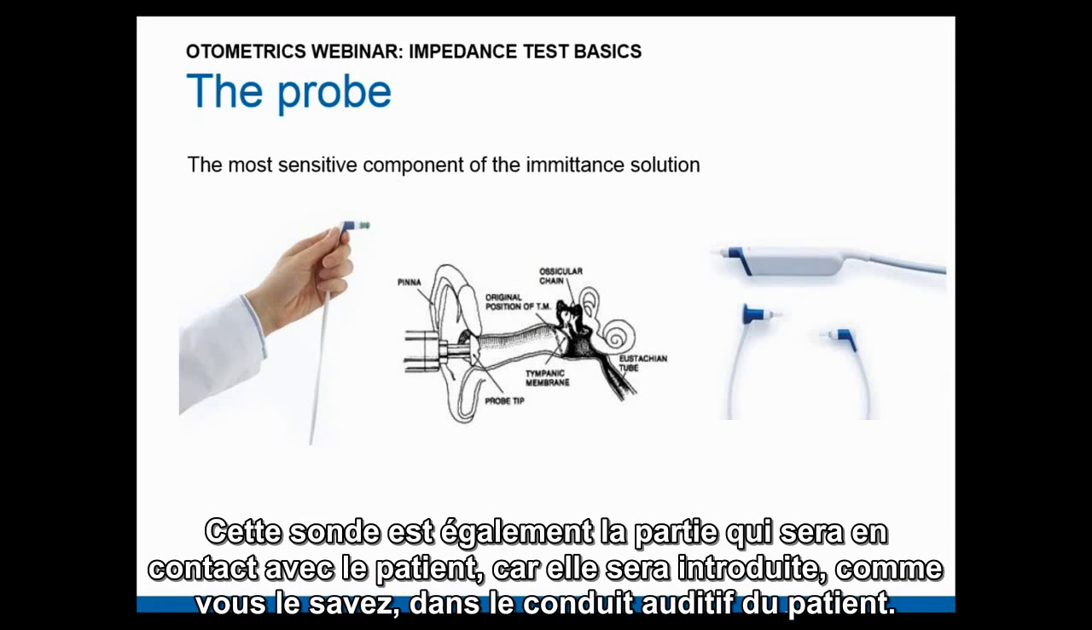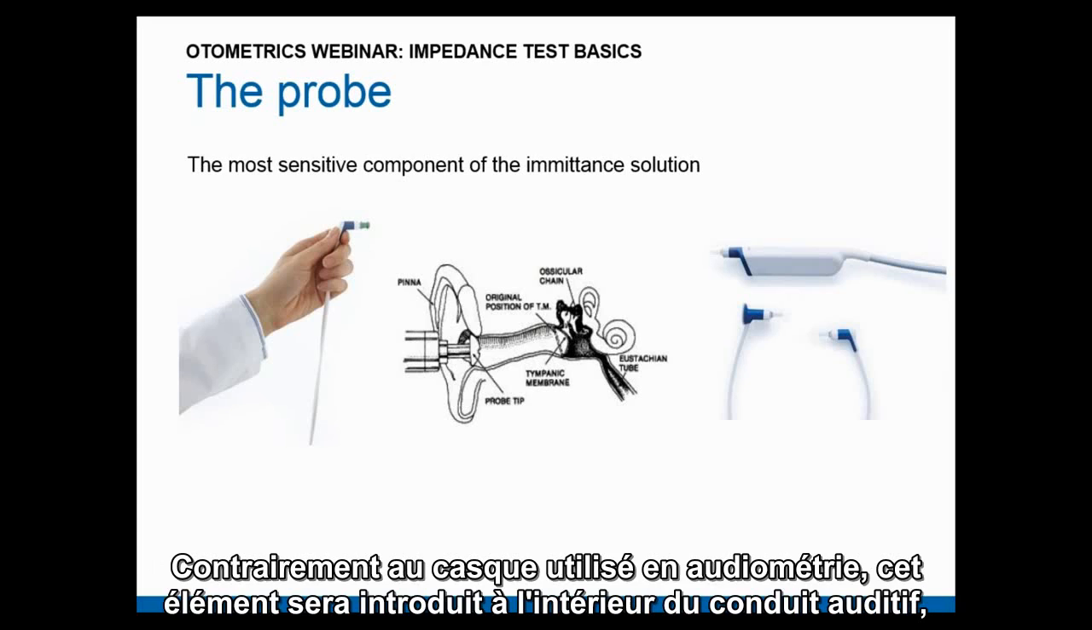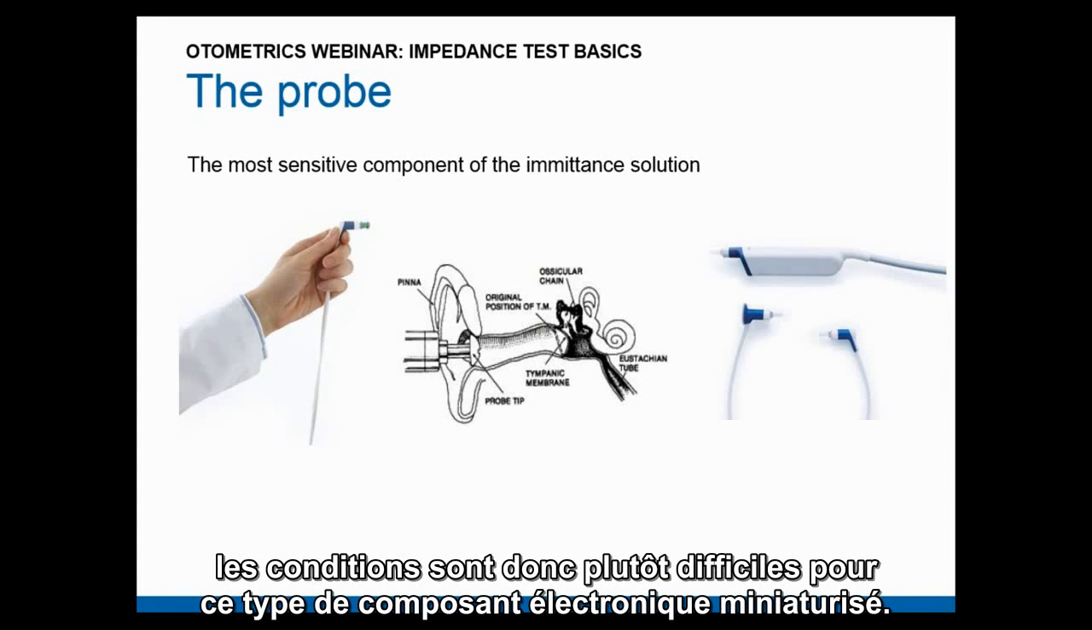And this probe is also the part which will be in contact with the patient, meaning that this part will be introduced, as you know, in the ear canal of the patient. So a lot of technology packaged in a small housing and in contact with the ear of the patient. Compared to a headset used in audiometry, this probe will be introduced inside the ear canal, so will be in conditions quite tough for any kind of electronics which is miniaturized.